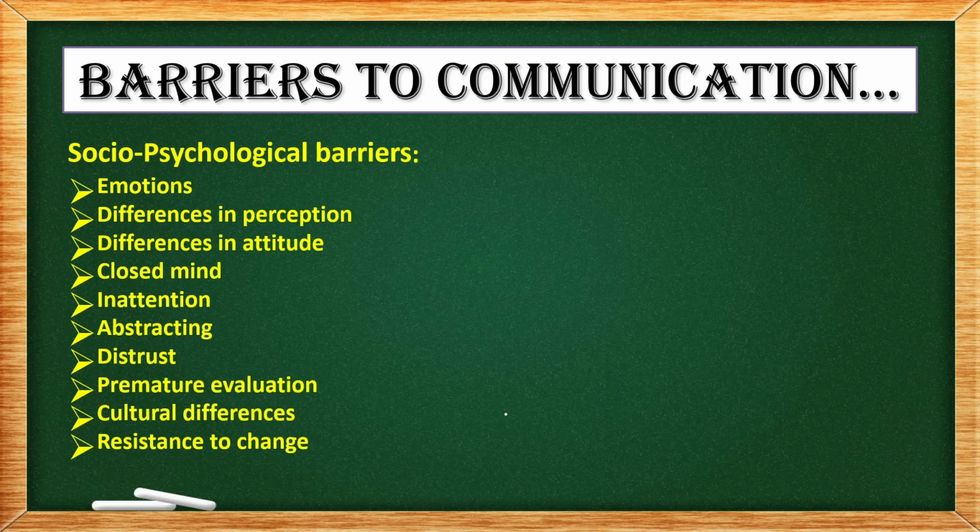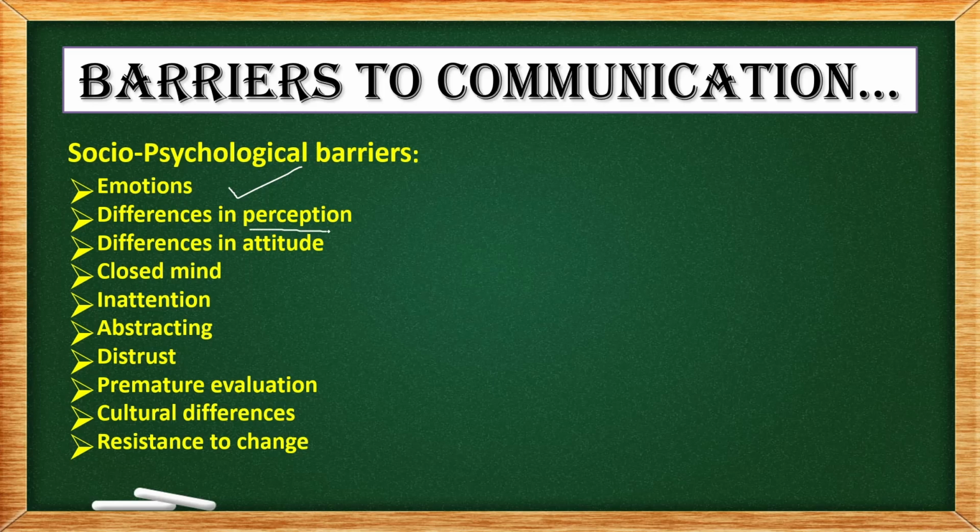Next one is socio-psychological barriers. Socio, society, psychological thinking. Whatever thinking we have while living in society, all those barriers come under the category of this point. First one, emotions. Emotions do not have any place in the company or the organization. Whenever we work in a company, we have to take decisions and do work keeping emotions aside, so that we can take unbiased decisions which will not affect the sender as well as the receiver.